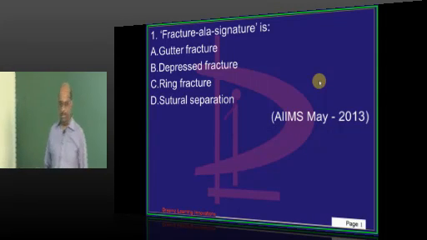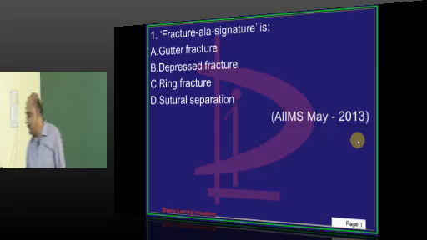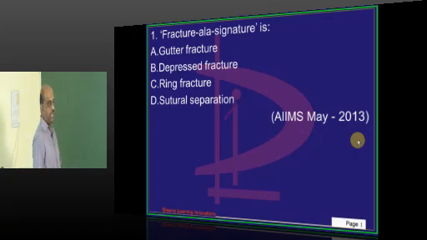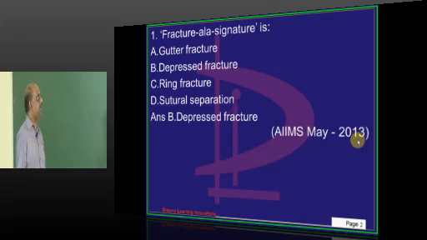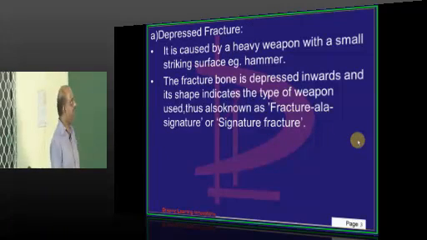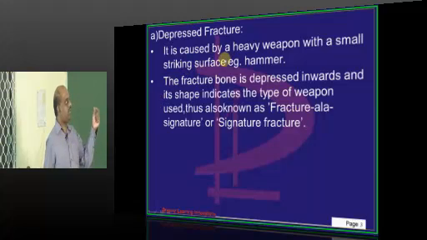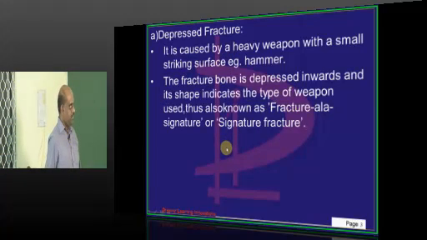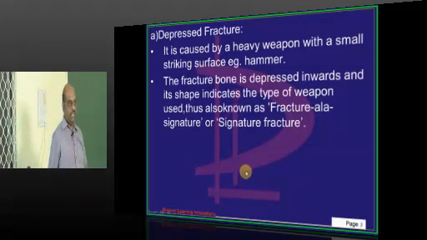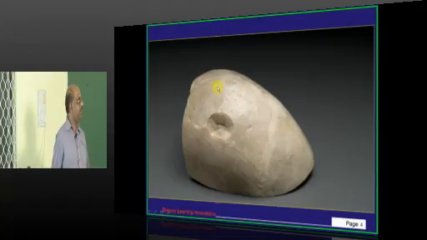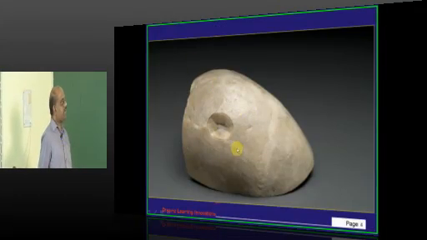This is another common question, signature fracture. What is it a type of? It is a type of depressed fracture, as all of you know very well. It is caused by a heavy weapon with a small striking surface like a hammer, and the fractured bone becomes depressed inwards, and its shape basically indicates the type of weapon used. Hence, it is making a signature. Signature fracture.